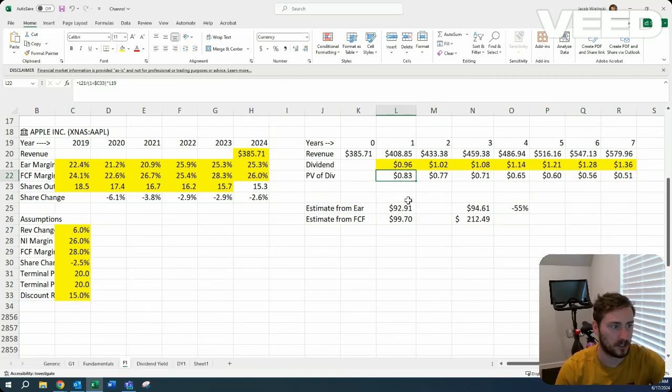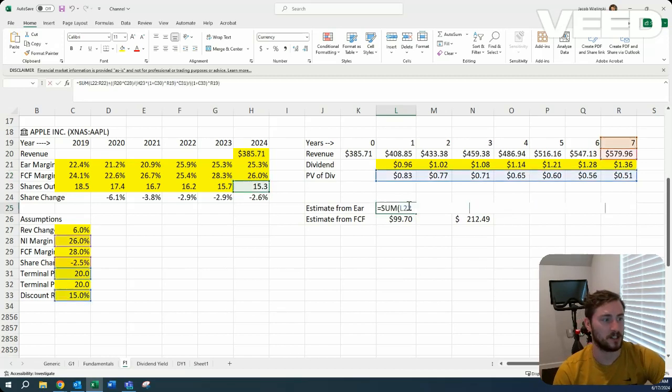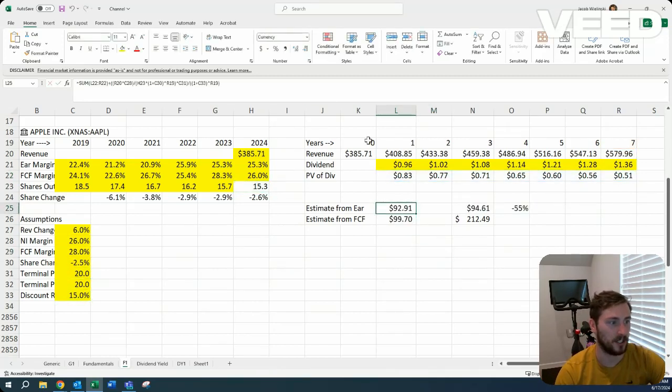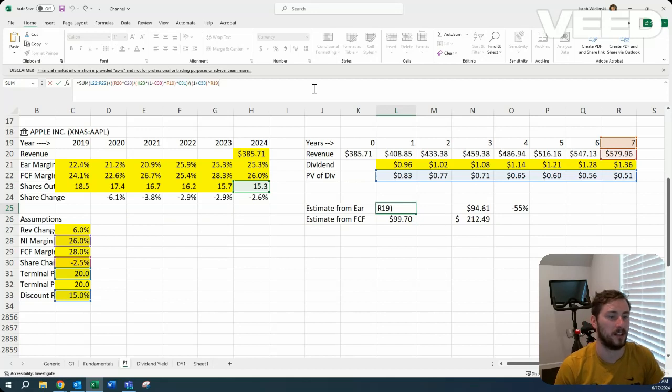So that's those two items, or that's almost every single item. The last item is your total estimation. And so this is going to seem a bit more complicated, but I'll hopefully be able to explain myself to where it makes a bit more sense.